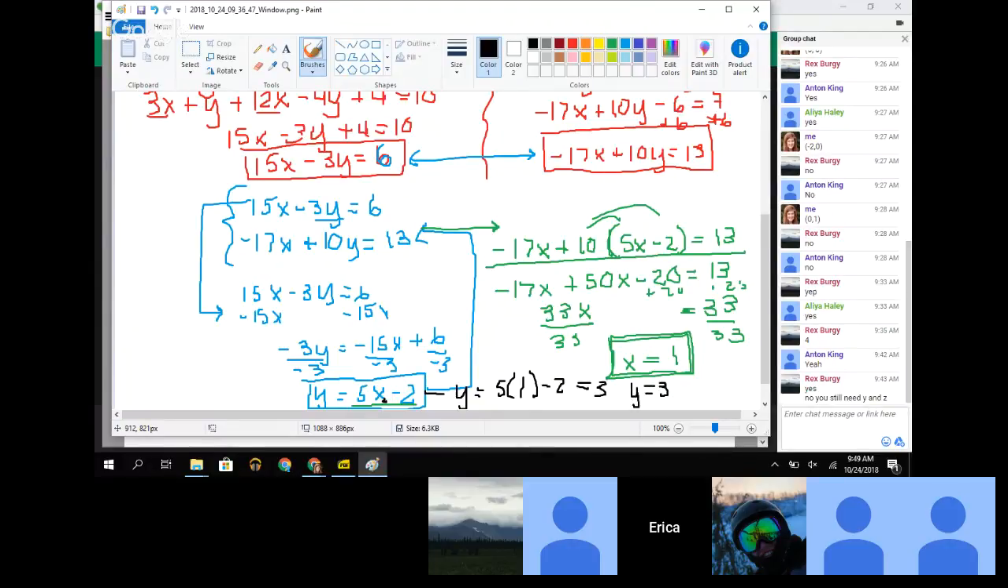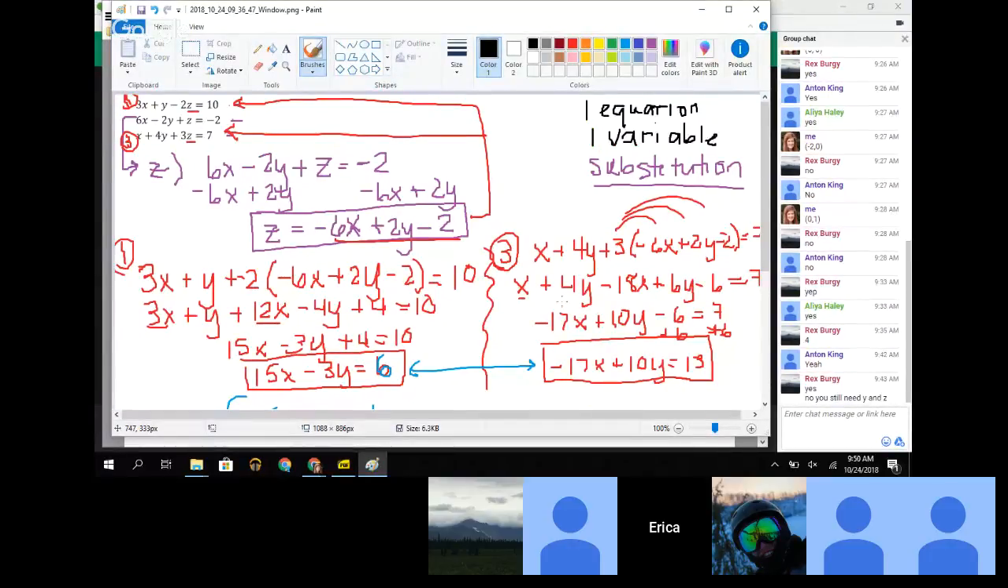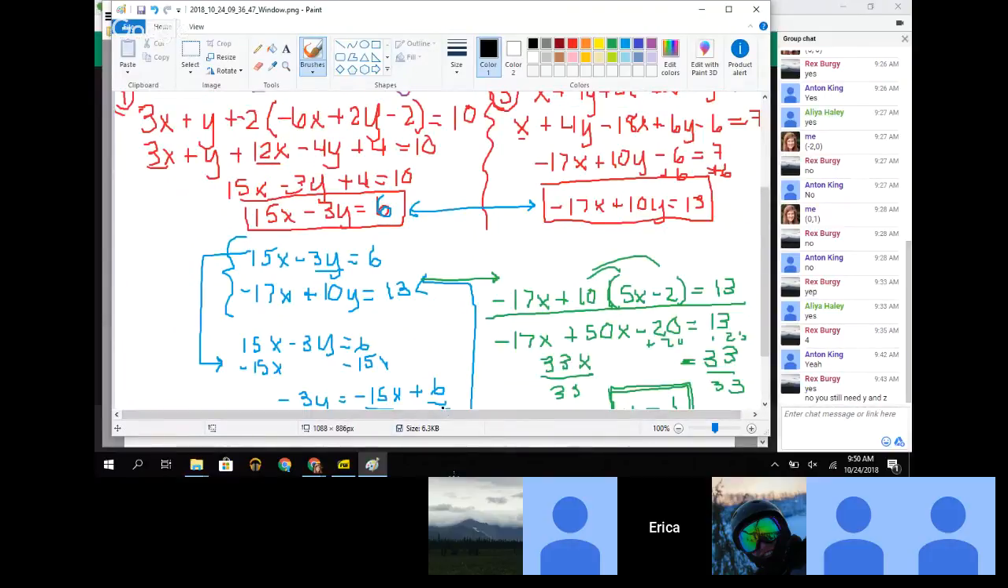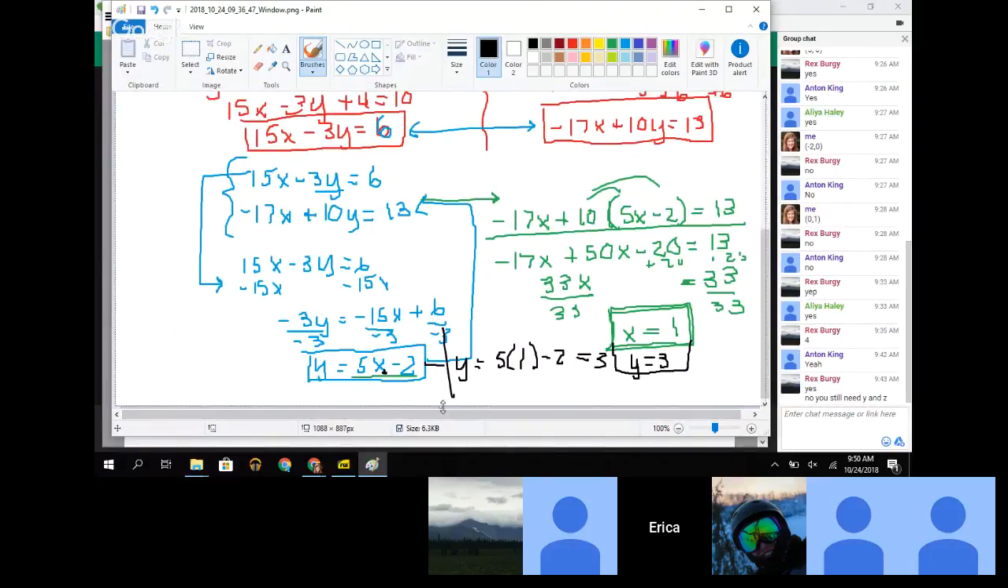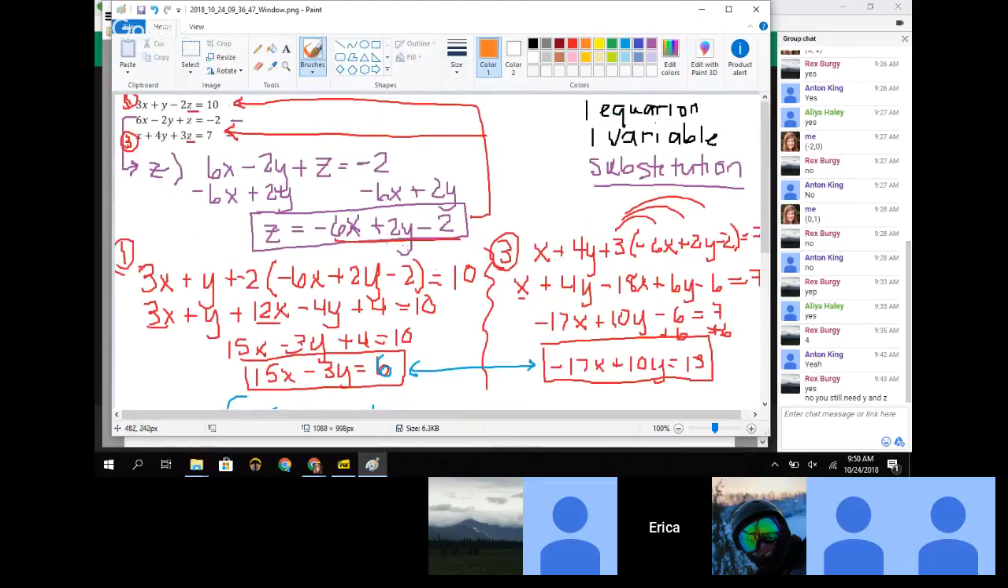Okay, and then if I go way back up here, so I know x equals 1, y equals 3. Way back up here, I know z equals negative 6x plus 2y minus 2. So let me add on to my paper. All right, so I know that z, way back from the top, equals negative 6x plus 2y minus 2.